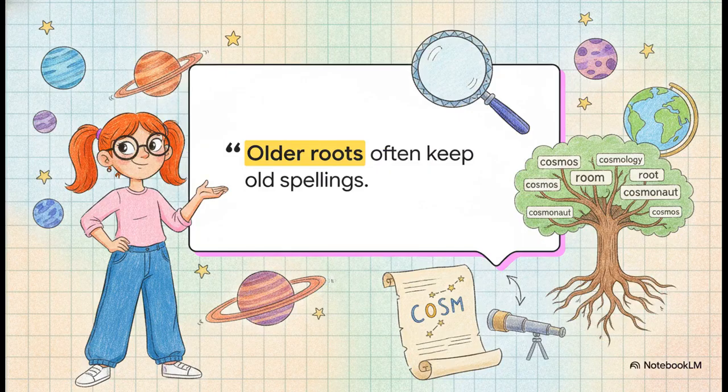Now here is why this history lesson actually helps you today, especially if you've got a spelling test coming up. Older roots almost always keep old spellings. Knowing that cos made this massive journey starting all the way back in Greek helps you remember to anchor your spelling with the C and the O in so many related words. It's an absolutely fantastic memory trick.